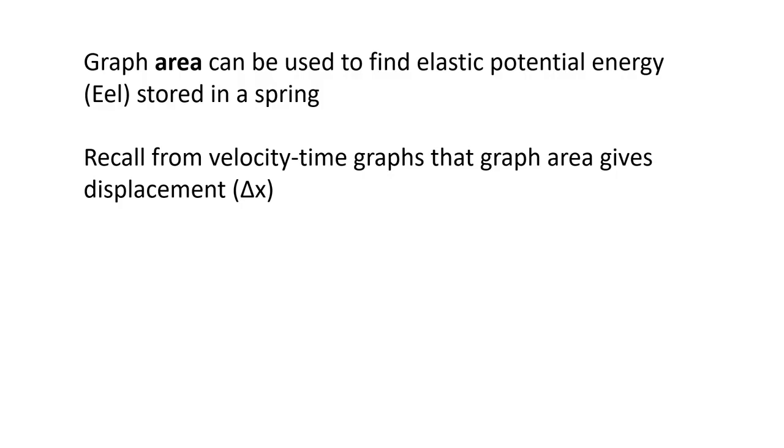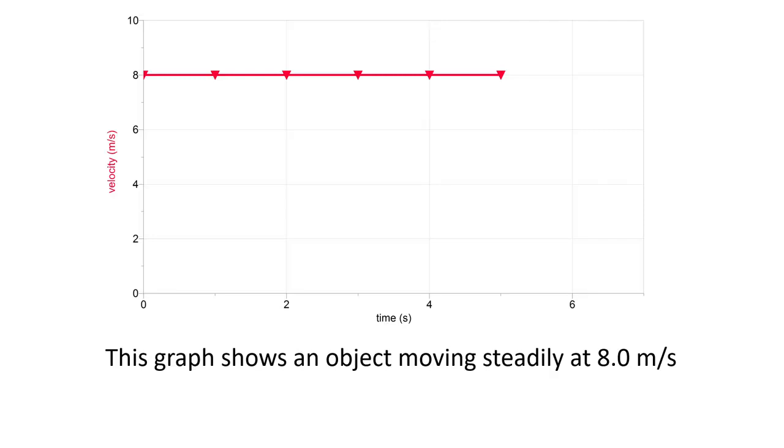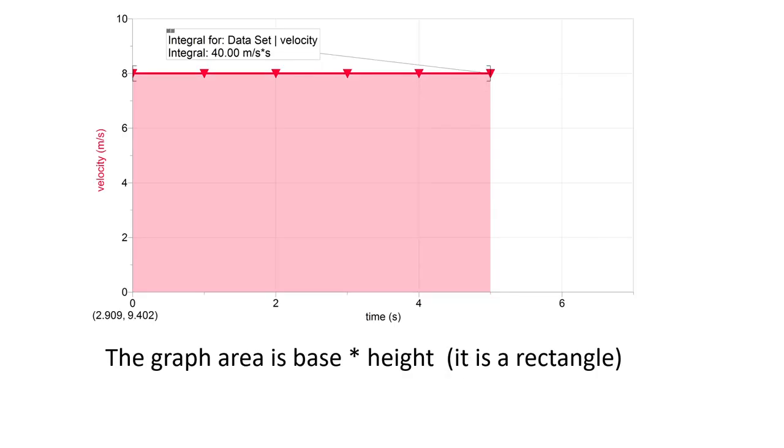Let me show you an example. Here is a velocity time graph that shows an object moving steadily at 8 meters per second. The object moves for 5 seconds. To find the displacement of this object, I would find the area trapped by this graph. That means the area between the graph, shown as the red line at 8 meters per second, and the x-axis, shown at y equals 0. That area would look like this, shaded in pink.